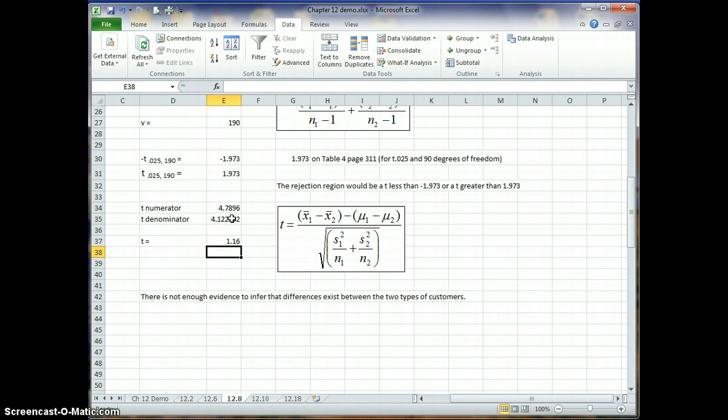And since 1.16 is not in that rejection region, the rejection would be greater than 1.973, we would say that there is not enough evidence to infer that differences exist between the two types of customers, those who applied versus those who were contacted. Alright, that's it for 12.8.